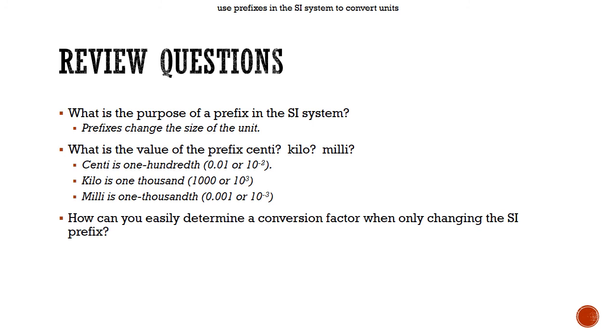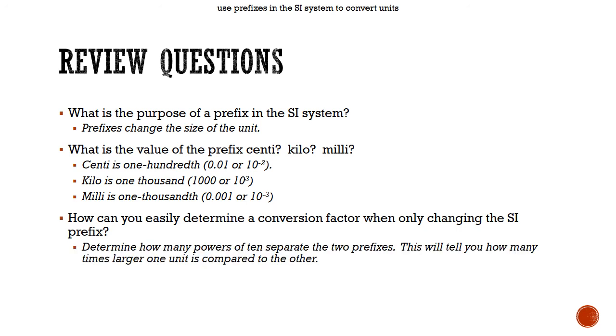Question 3. How can you easily determine a conversion factor when only changing the SI prefix? So in other words, this is like if you were converting between megaliters and microliters. The only thing that's changing is the prefix. The unit itself stays the same, but you're just changing the size of the unit. So when you have those, if you simply determine how many powers of 10 separate the two prefixes, this will tell you how many times larger one unit is compared to the other.